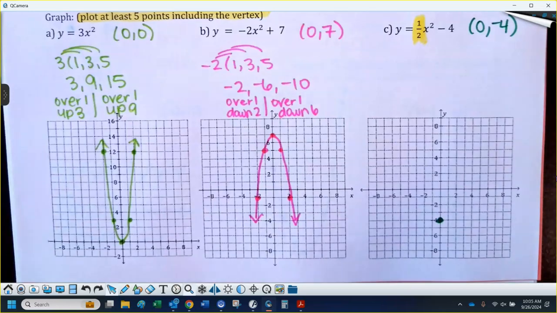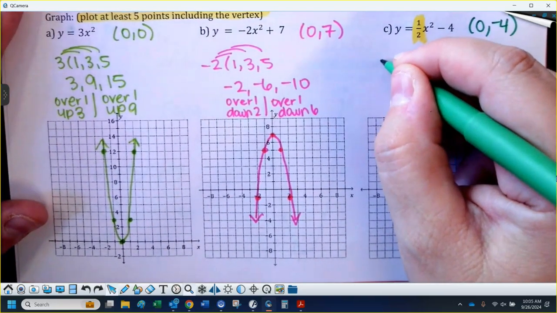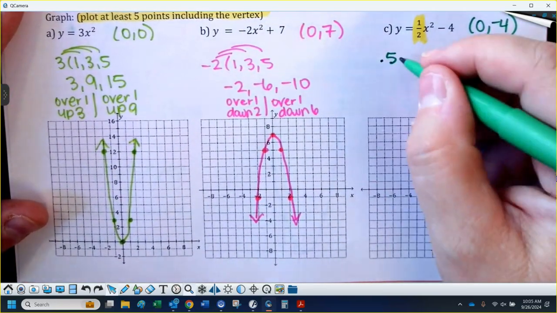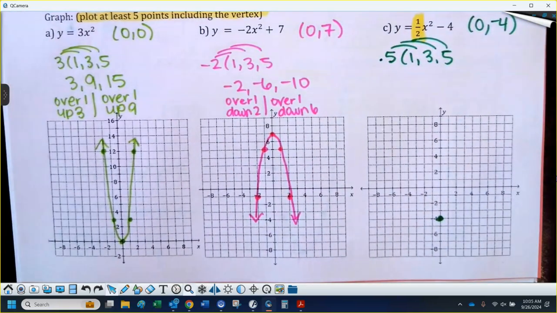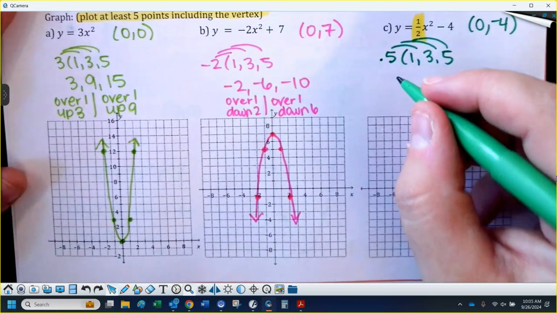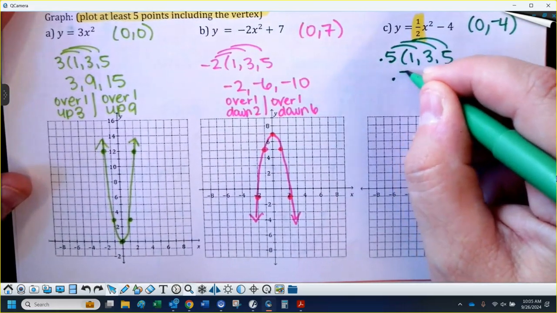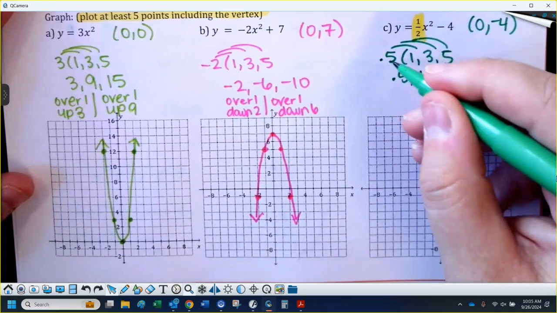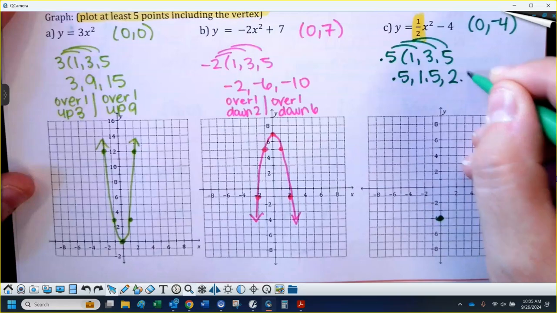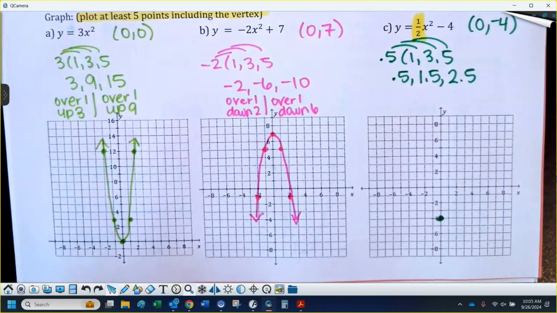Now, just promise me here. Because people will try to think slope, like rise over run, and you don't want to think that here. So I don't want you to use a fraction. I want you to use a decimal. So I'm going to say my a value is 1/2, and I'm going to write it as 0.5. And I'm going to write these as decimals because I don't want you to think like rise over run, okay? So 1/2, if I multiply that by 1, I just get 1/2. 1/2 times 3 is 1.5. And 1/2 times 5 is 2.5. So this is going to be my pattern.